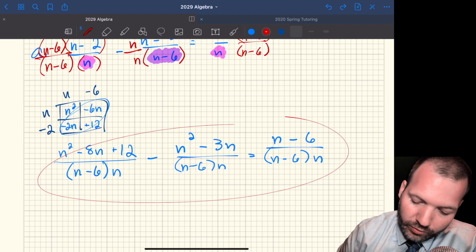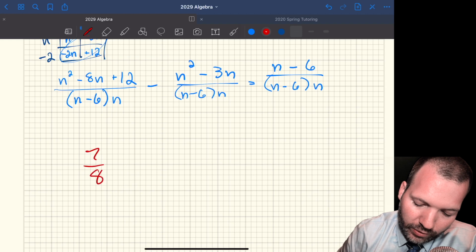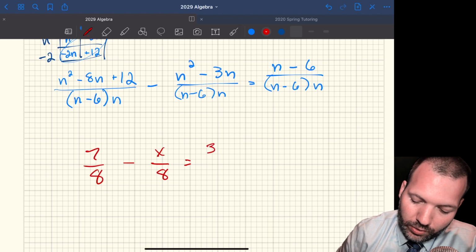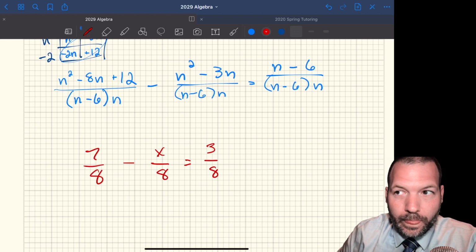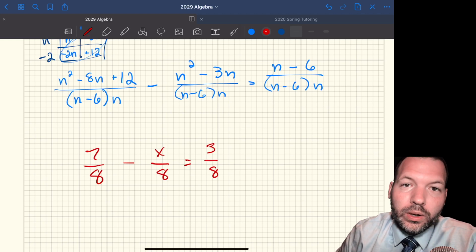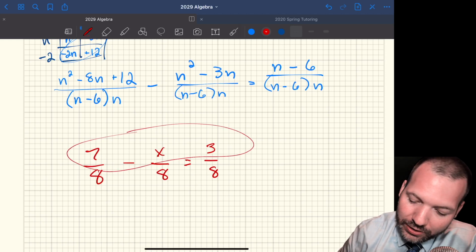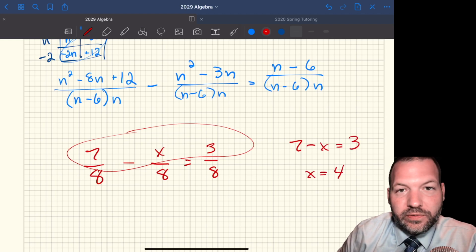Once I have everything over a common denominator, imagine a fraction problem like 7 over 8 minus x over 8 equals, let's do 3 over 8. So we have a common denominator. Can you tell what x is here? 4, right? I would bet a lot of money none of you said, oh, it's 4 over 8, or it's 1/2. x is 4 here, right? And I don't need the denominator to know that. I just need to know 7 minus something is 3. What's the something? It must be 4.